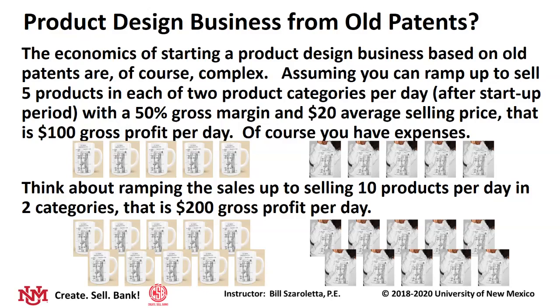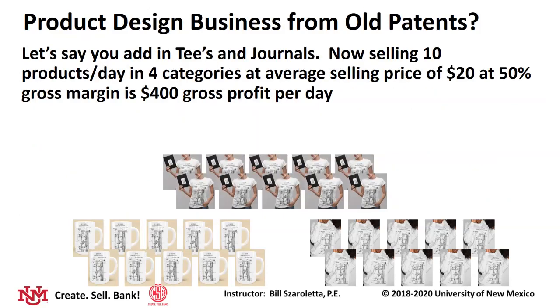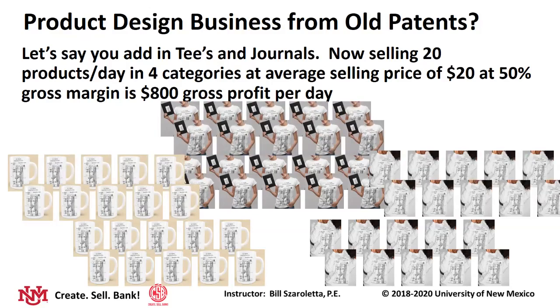Now, gross means not net, and net means you have to take out the expenses and various things like that. But at least you can look at that. Now, if you could sell 10 products per day in those 2 categories, you would double it. You'd go up to $200 gross profit per day. And so you add in now tees and journals, so you have 4 categories and you're selling 10 products in each one of those, and that's $400 gross profit per day. And now you sell 20 in each of those categories, and you got 800.